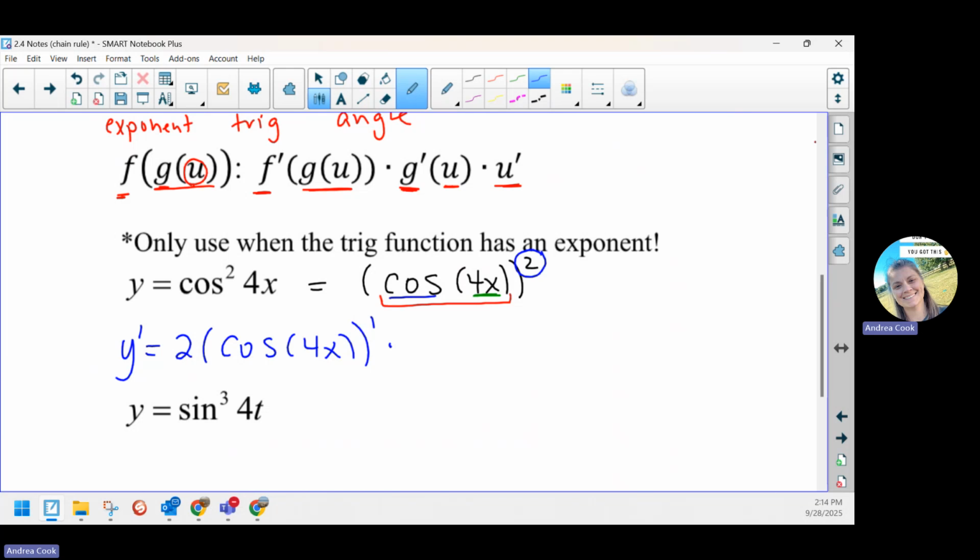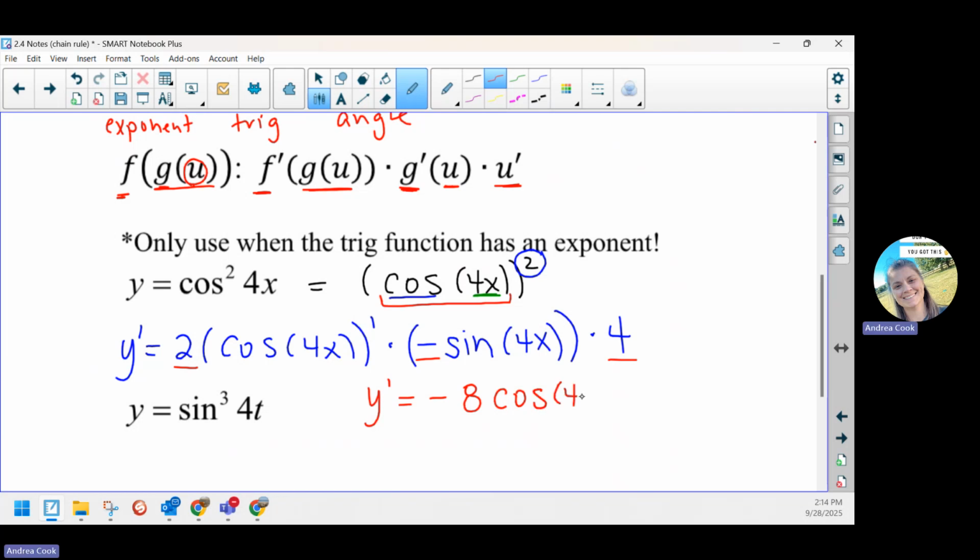So we're doing e, which is exponent. Now we're going to deal with the trig. Derivative of cosine is negative sine, but we're still keeping that 4x the same. Now we deal with the angle, which is the 4x. The derivative of the angle is 4. And now I don't like the way that's written. I'm going to take this 2, this negative sign, and the 4 and combine them. So the final answer would look like negative 8 cosine 4x sine 4x.